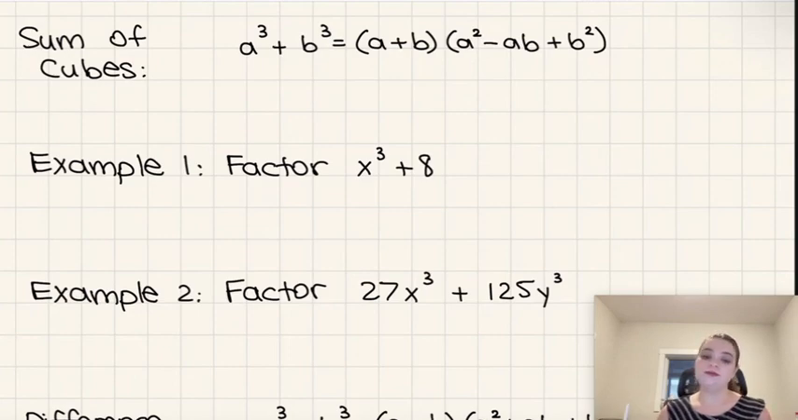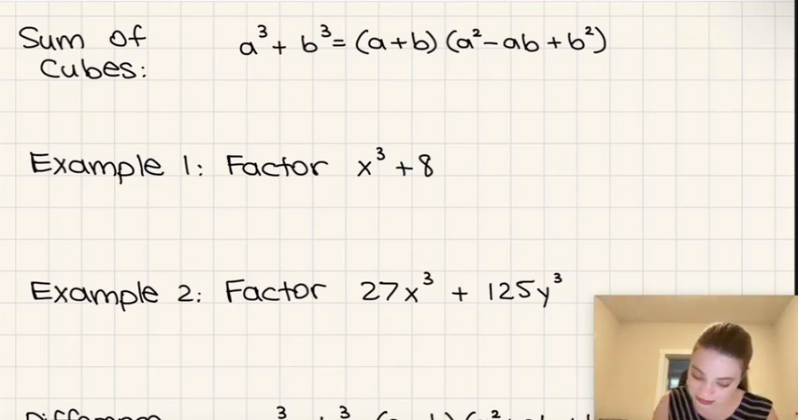So, what we need to do in each of these cases, first we need to identify that both of the terms are perfect cubes. Now, x cubed is indeed a perfect cube, and 8 is also a perfect cube because 2 cubed is equal to 8. So we need to next identify what a and b are. So a and b are going to be the cube root of each of these, right?